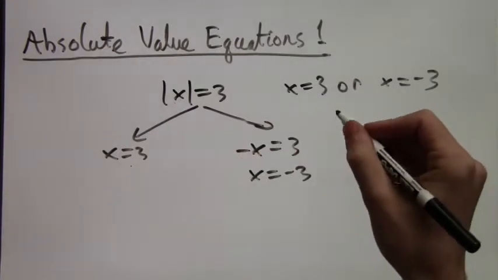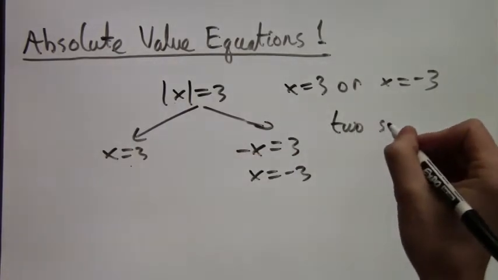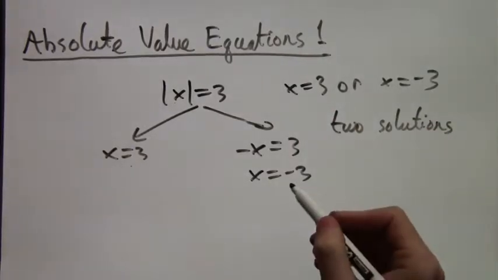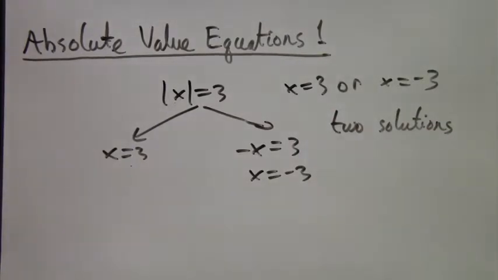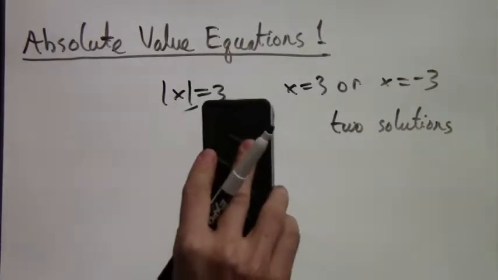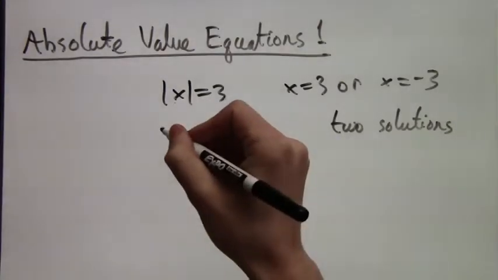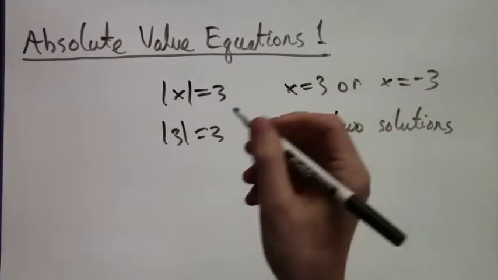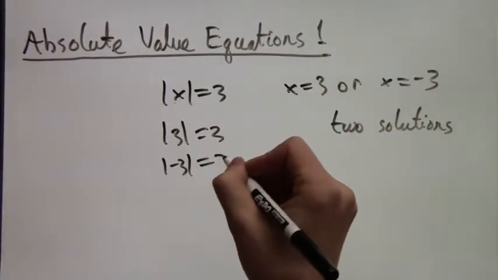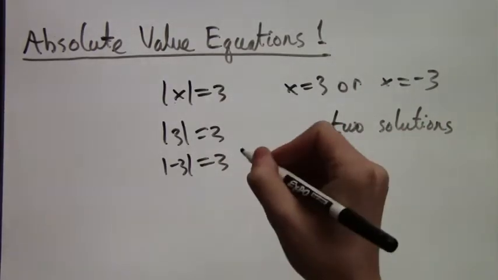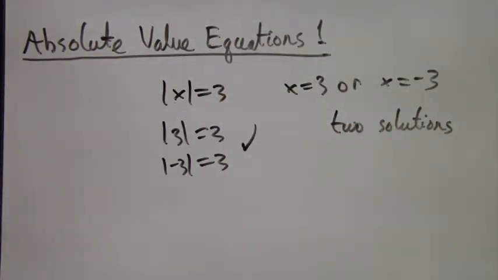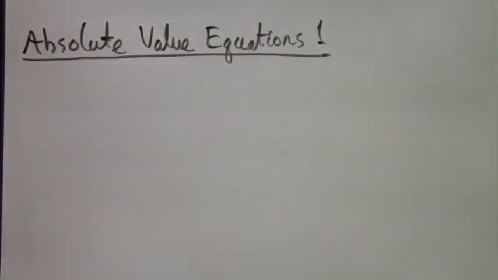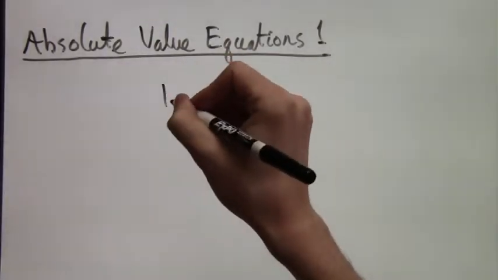So all we need to do is just plug these in and check it out. It's actually pretty easy to see that the absolute value of 3, since 3 is positive, is just 3. And the absolute value of negative 3, since it has a negative sign, we get rid of it, is just 3. So obviously these two solutions work. And this is about how we'll do all the other examples of absolute value equations.